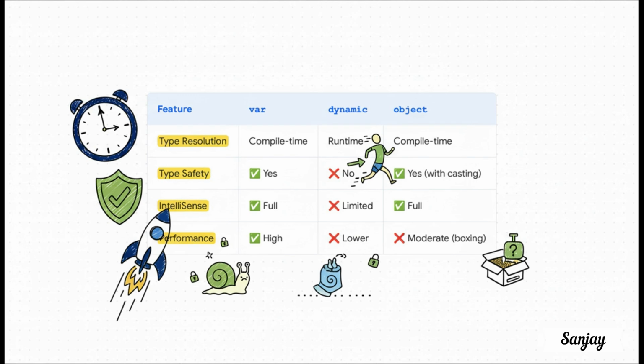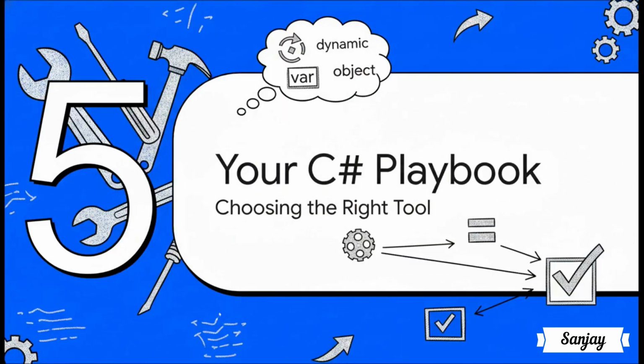That one single difference is what causes all the other dominoes to fall. It's why var is super safe and fast. It's why object needs you to do the casting and has that boxing overhead. And it's why dynamic gives up safety for flexibility and takes that performance hit. It all starts there. So, with all that in mind, how do you actually decide which tool to pull from the toolbox on any given day?